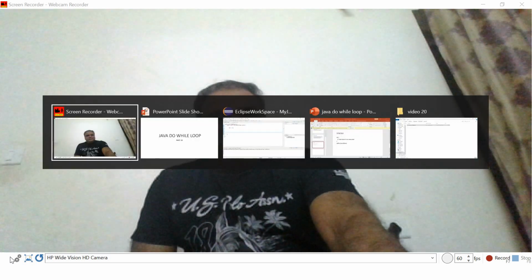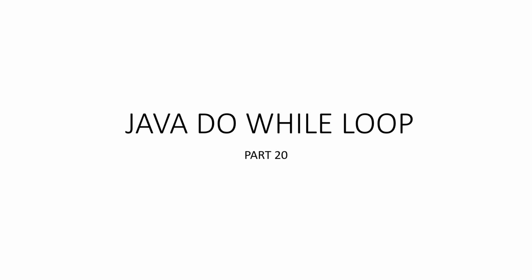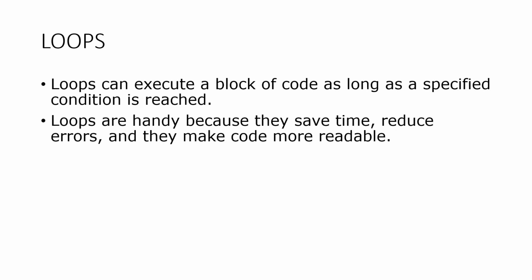In this video, I am going to discuss the do while loop. In the last video, we discussed the while loop. Let's start. Java do while loop. See, loops in any programming language can execute a block of code as long as a specified condition is reached. Loops are handy because they save time, reduce errors, and make code more readable.